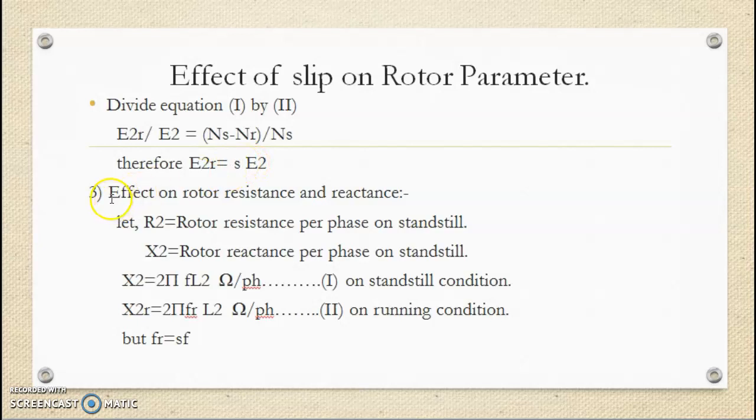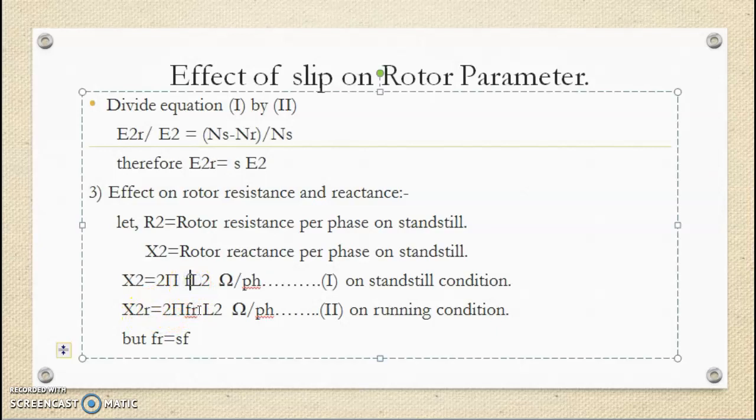Now the third parameter is rotor resistance and reactance. So R2 is the rotor resistance at standstill condition. X2 is the rotor reactance at standstill condition, single phase. Then we know that X2 is 2 pi f L2, and X2R is now, with the frequency changed to fr on running condition, X2R is equal to 2 pi fr L2. But what is this fr? This fr is equal to sf. So put this value of fr in equation number 2 and rearrange it.